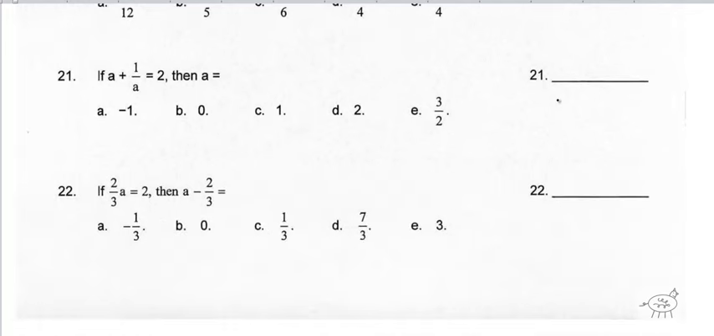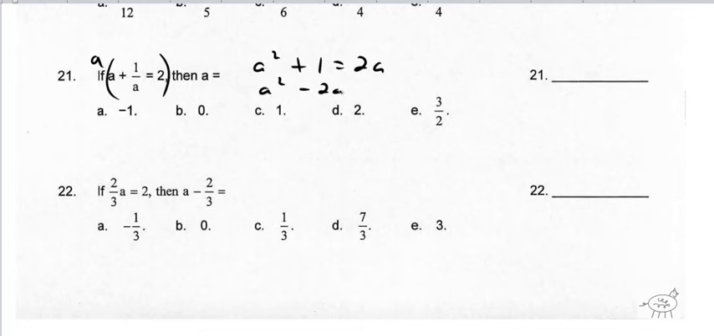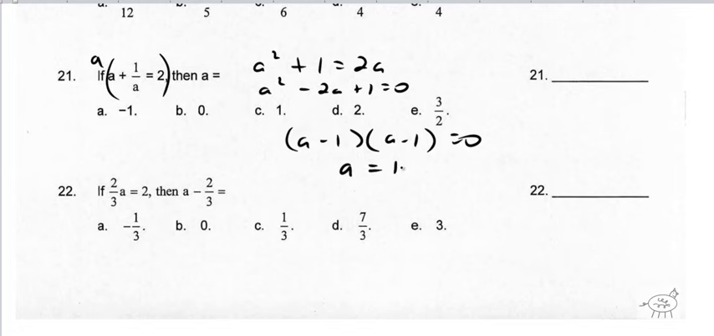If A plus 1 over A is equal to 2, then A is equal to, well, what do you want to do here? I'd get rid of the fractions. So I'd multiply this whole thing by A. That gives you A squared plus 1 equals 2A. So A squared minus 2A plus 1 equals 0. Factor that. I get A minus 1, A minus 1. So A is equal to 1.